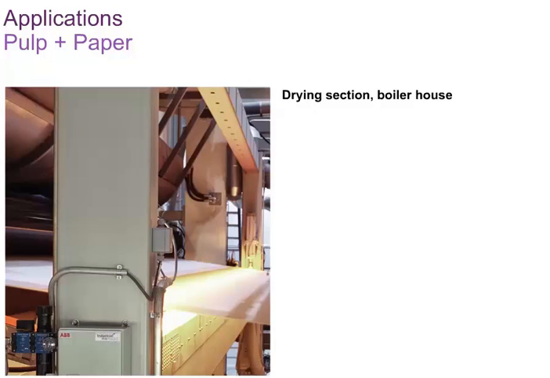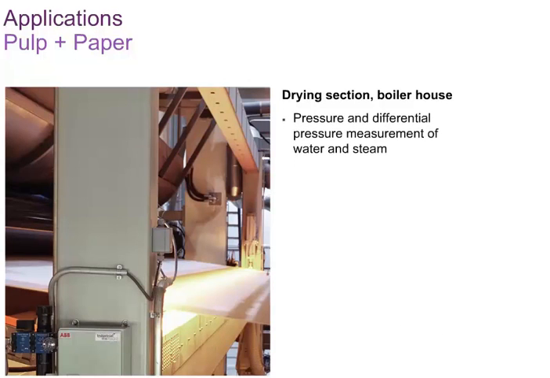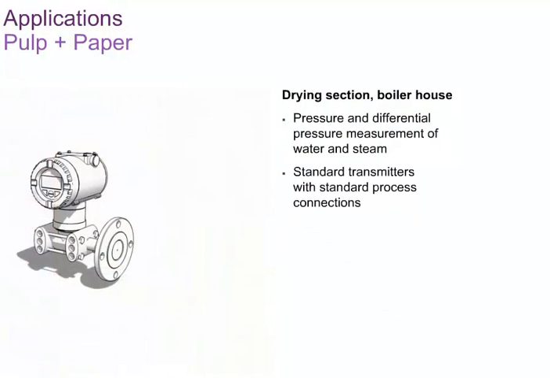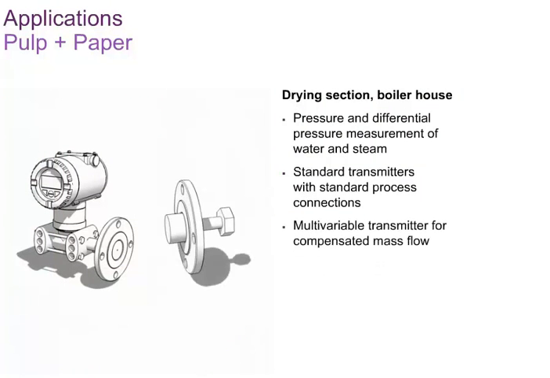At the drying section and in the boiler house, pressure and differential pressure of water and steam is measured. For these applications, standard transmitters with standard process connections are used. Multivariable transmitters are used for pressure and temperature compensated mass flow measurement of steam.